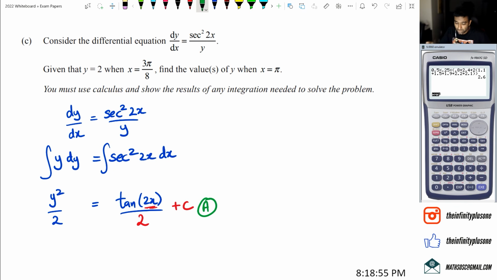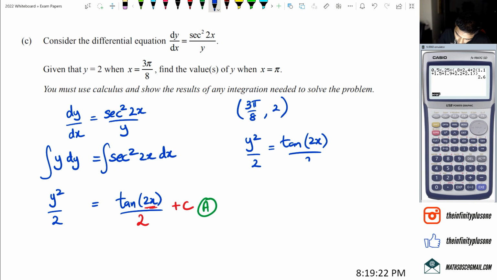So it's a two-stage question, right? The first stage is we actually need to figure out what c is. To figure that out, we have the x and y value, because our x value is 3 pi over 8 and our y value is 2. So we're going to use this first to try and figure out what the c value is. Our equation is y squared over 2 equals tan 2x over 2 plus c.